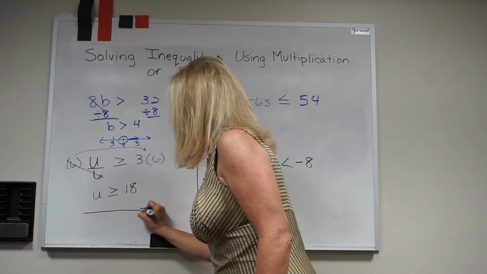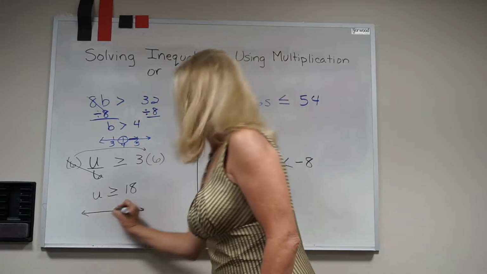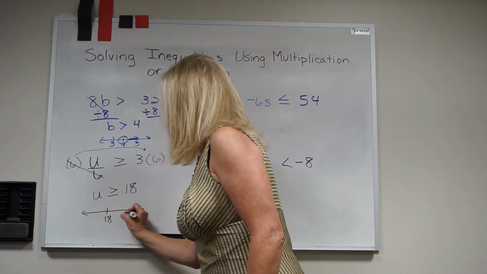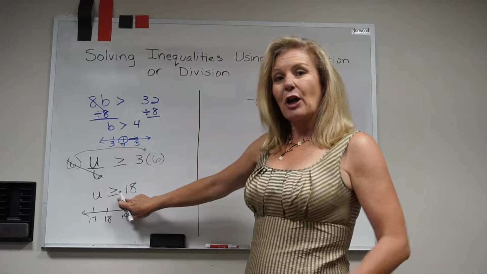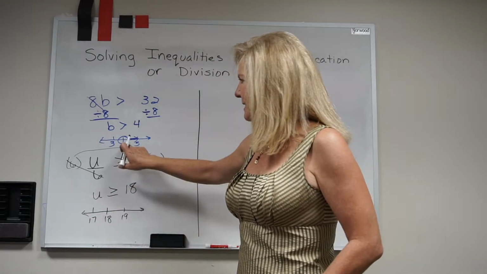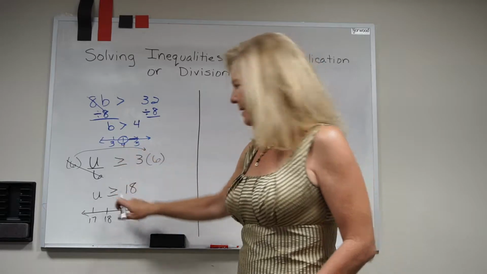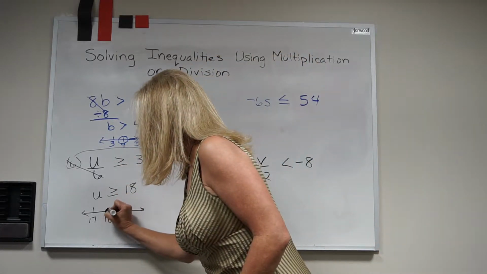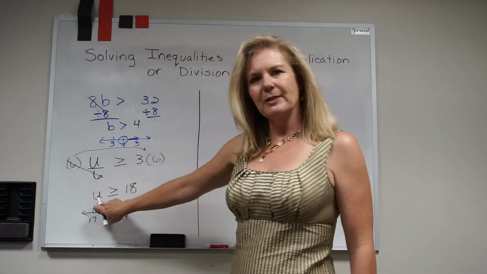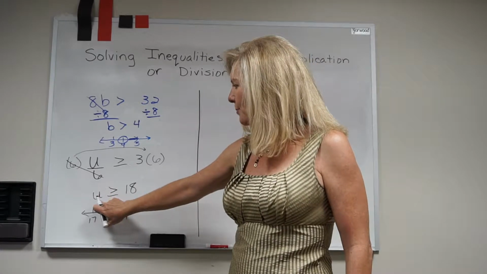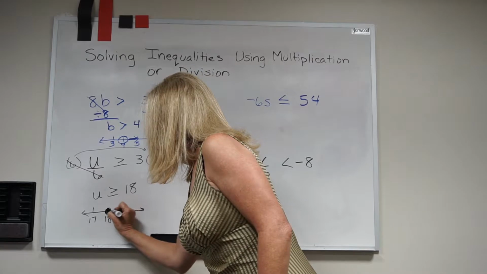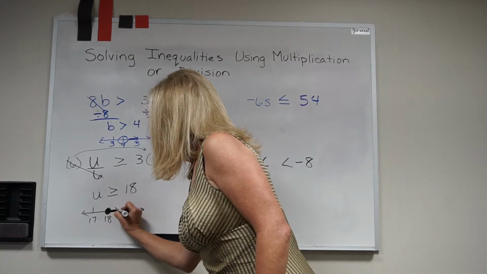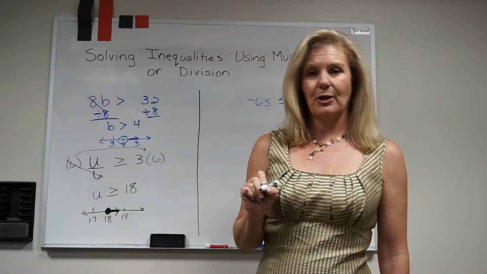Again, I'm going to draw my number line. I'm going to put 18 in the center. I'm going to put one number on each side. I see it's also equal to, so instead of using an open circle, I'm going to use a closed circle. I read it from the side of the variable. All numbers greater than or equal to 18. I point my arrow in the direction where all those greater than numbers are.